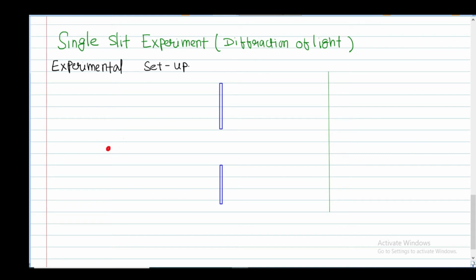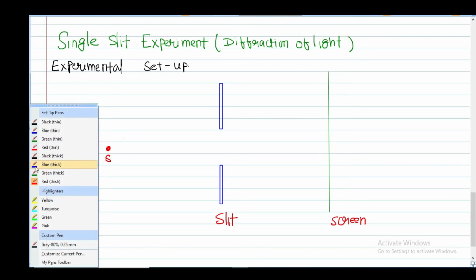This is your monochromatic source of light. S is the source of light. This is your slit and screen. And we choose two lenses in order to converge the light rays. So here we have two lenses. You can choose two lenses also. Let me choose two lenses here.